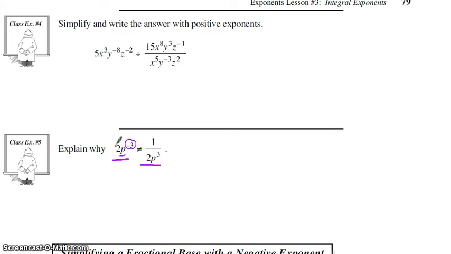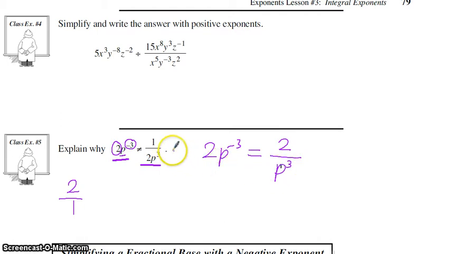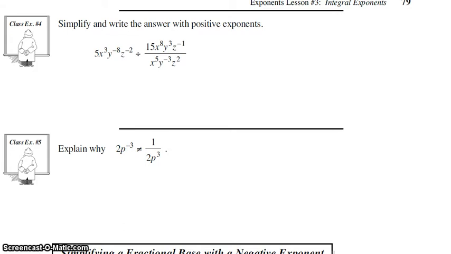What do I mean when I say on top? Any number, you can think of it as over 1. So if you just have a number by itself, the numerator is on top, so it won't go to the bottom for no reason. So the 2 remains on top. Only the p, because it has a negative exponent, you flip it, and it goes to the bottom with a power of 3. So this equals that, it doesn't equal this. Okay, so that's the reason.